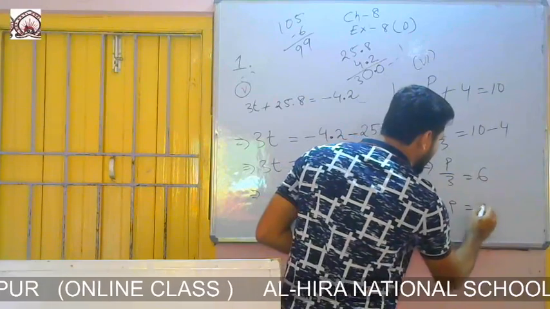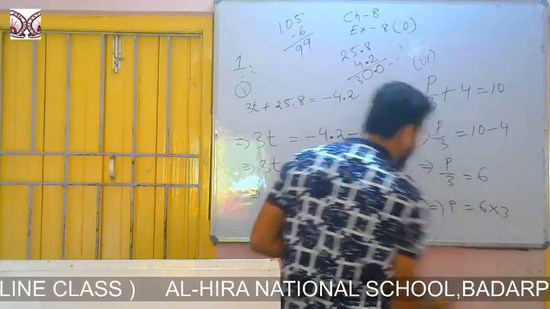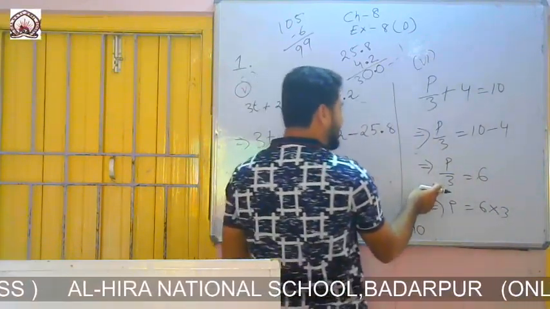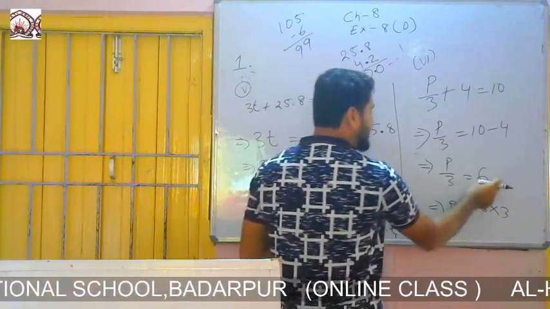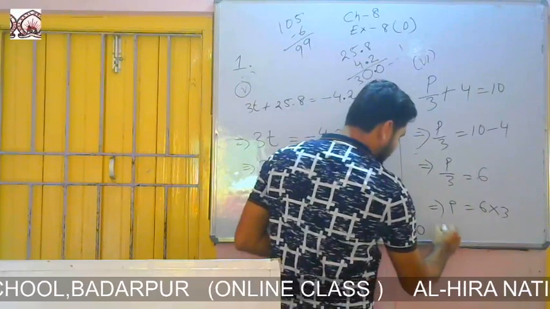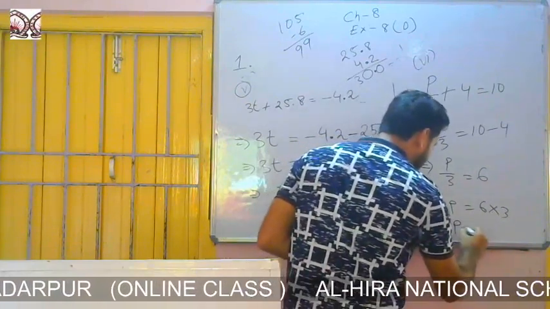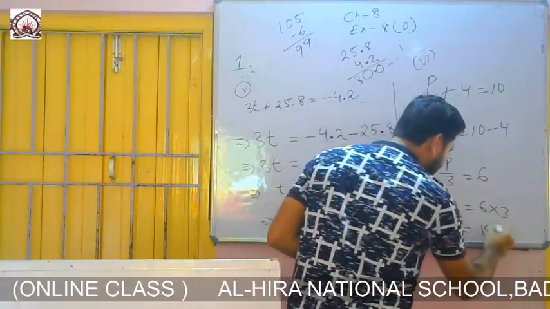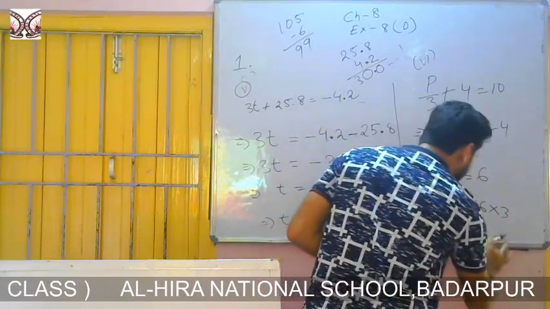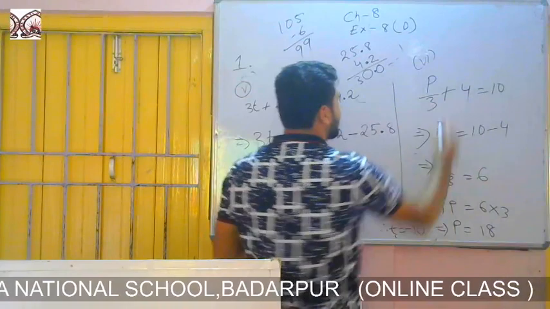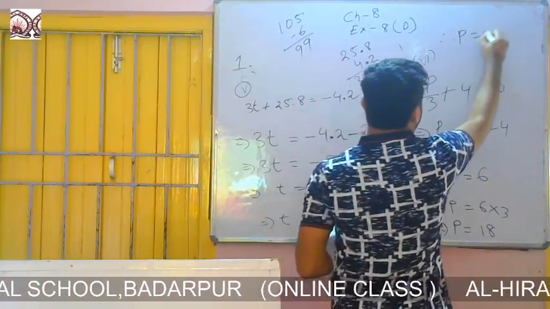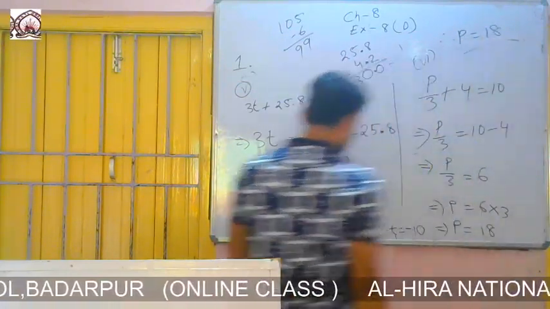Then you can write P equals 6 into 3, because 3 is in a relation of division with P. So if I take it to the right side, it will become multiplication. Then P equals 6 3s are 18. Therefore P equals 18.